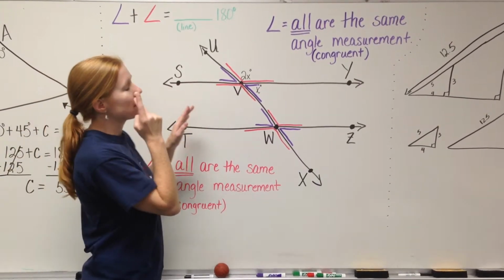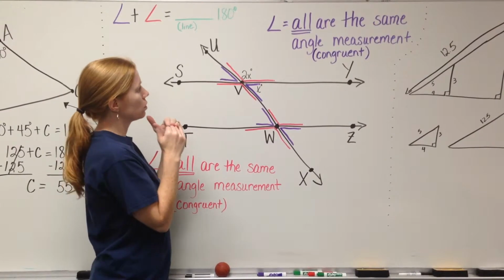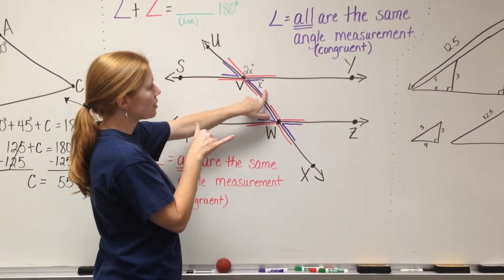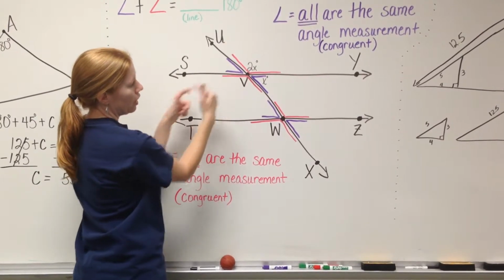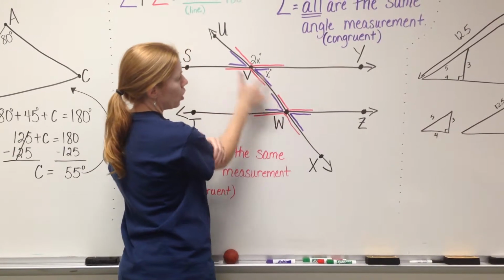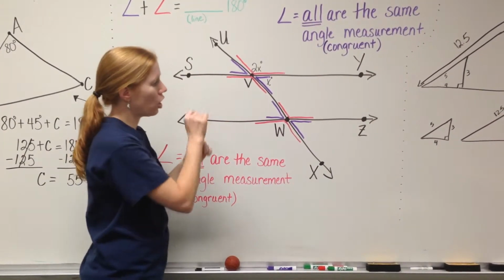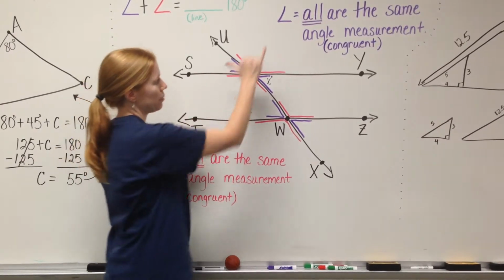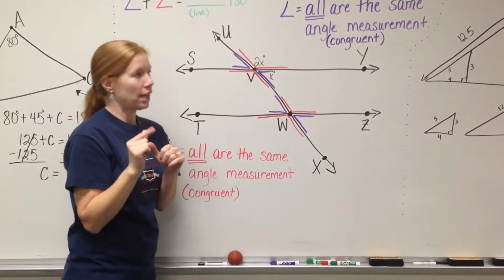If you look on here, you can see that all of the purple angles are going to be equal. So this angle is the same as this one. And then if we come down, these are going to be the same. So all of the purple ones are exactly the same number. All of the red ones are going to be the same number. So this angle here and this angle here are all the same.